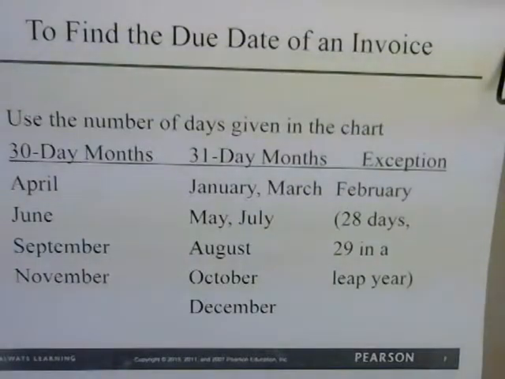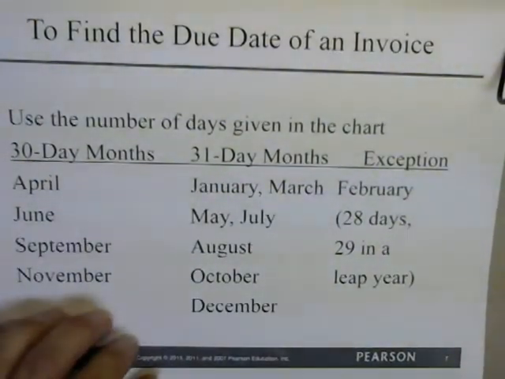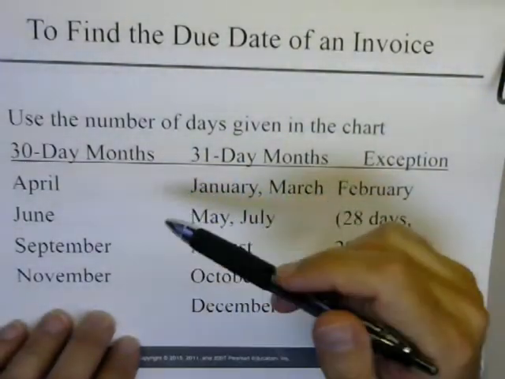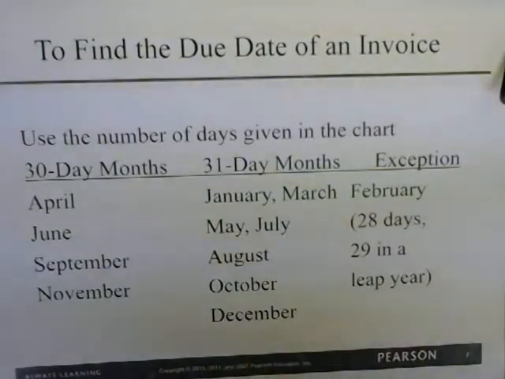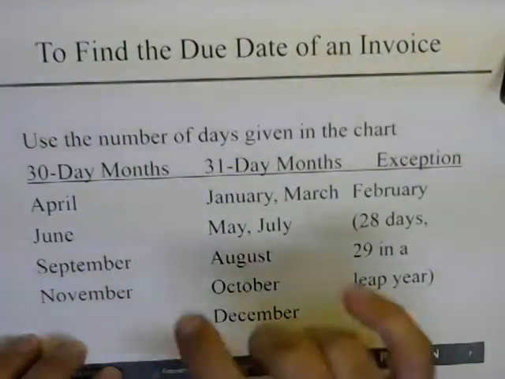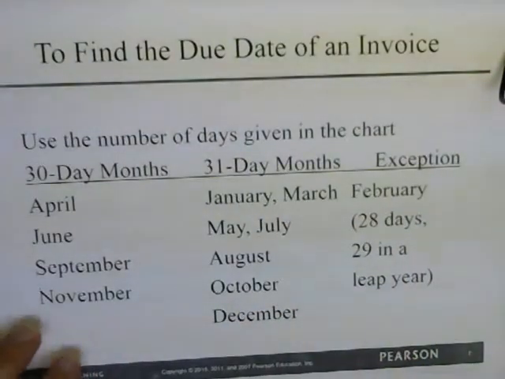Now, to find the date of the invoice, you can use the number of days in the given chart, and there are various mnemonic devices for remembering this. Like 30 days has September, April, June, and November. You can also use your hand to help you remember that. We'll talk about that here in just a minute.